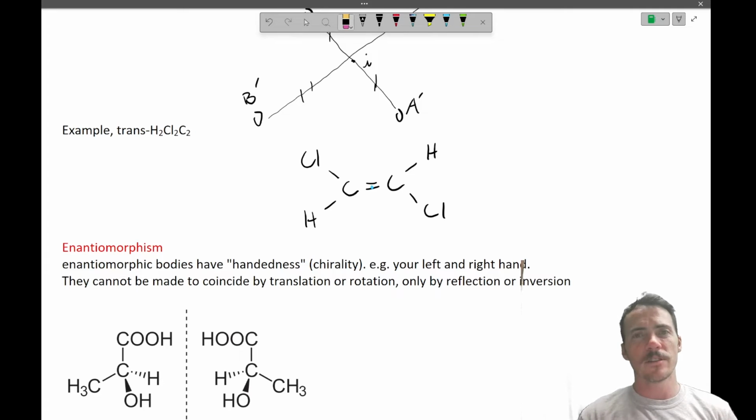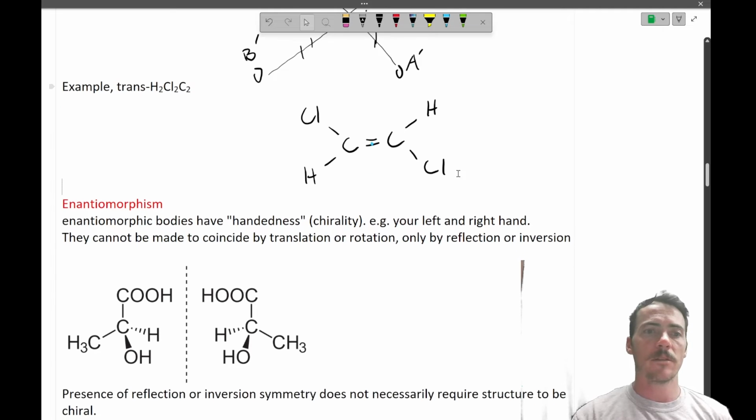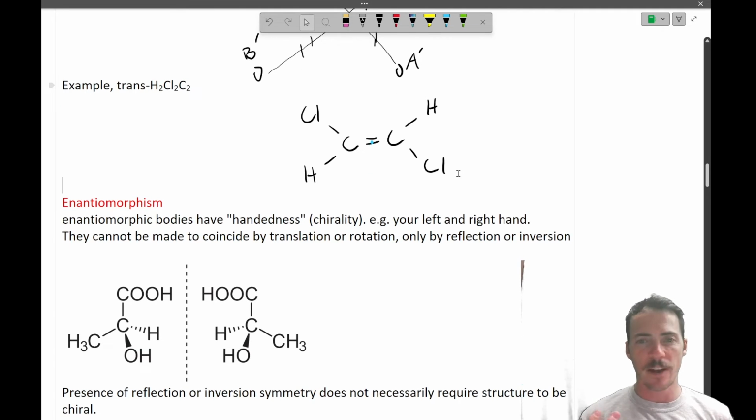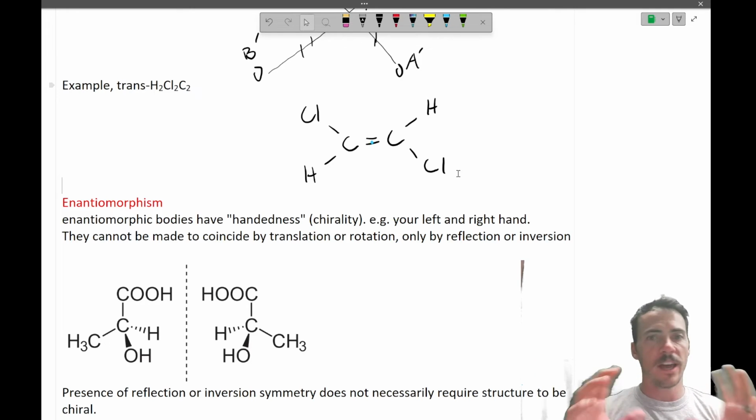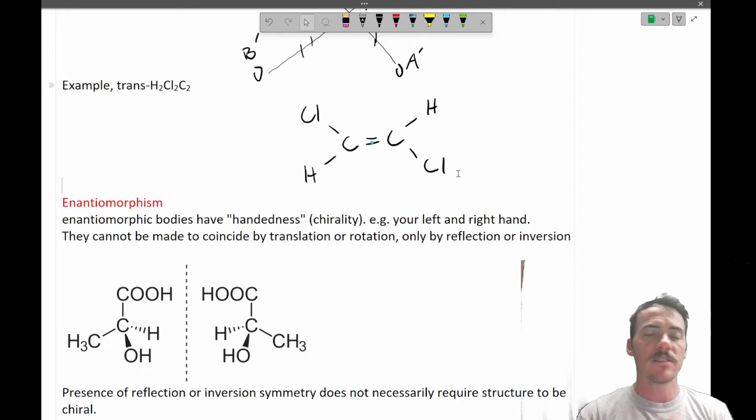Something else to think about is this idea of enantiomorphism, which is when compounds have a handedness or a chirality, just like your right hand and your left hand have a handedness to them. So these cannot be made to coincide by either translation or rotation, only by reflection or inversion. So here's a good example.